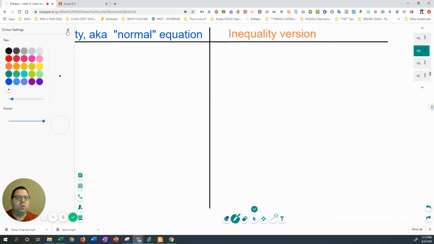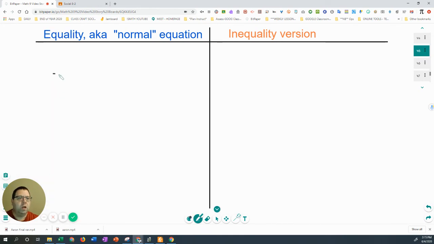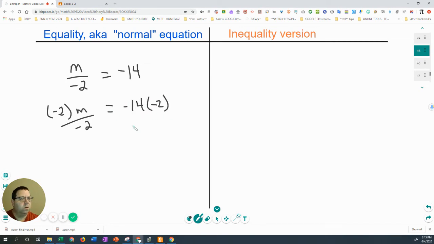All right, let's do this one. So your normal equation. Let's do a division one. So let's go m over negative 2 is equal to negative 14. So what are we supposed to do to both sides? If it's m divided by negative 2, why don't we multiply both sides by negative 2? Whatever you do to one side, do to the other. So this would reduce to just an m, and this is supposed to equal positive 28.